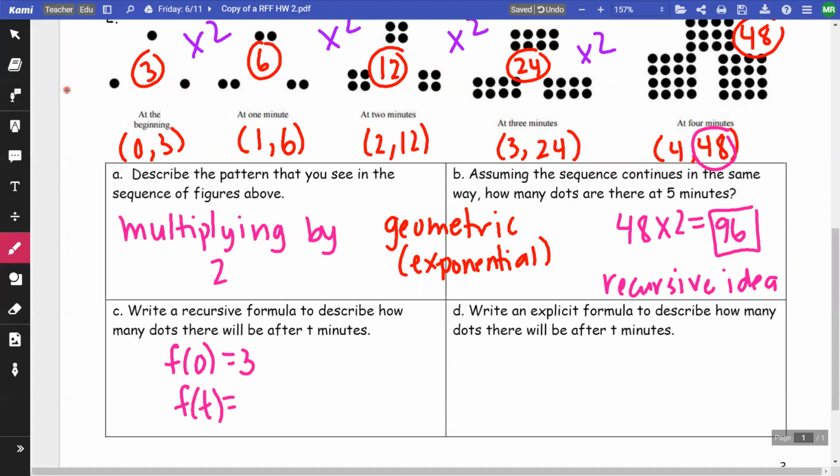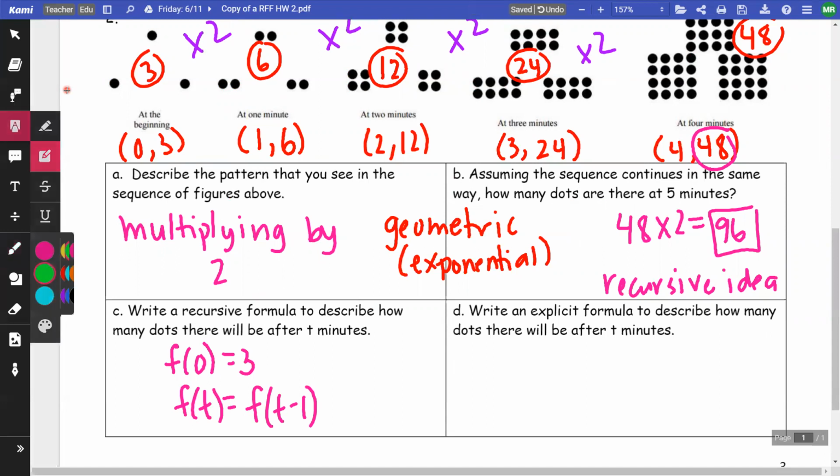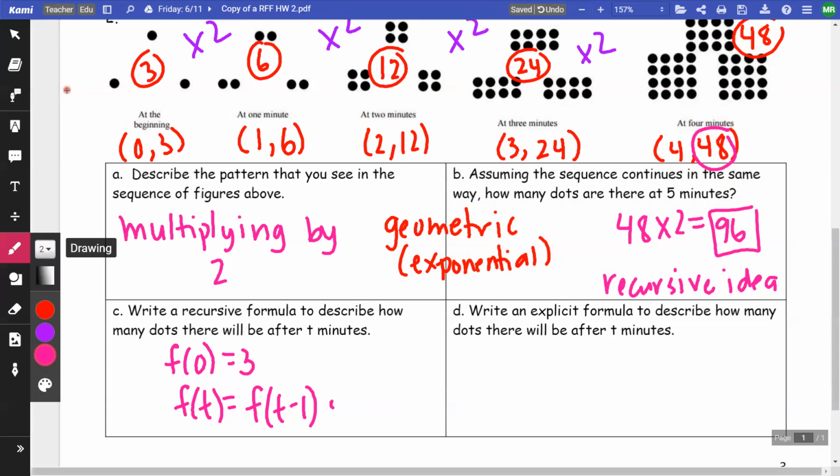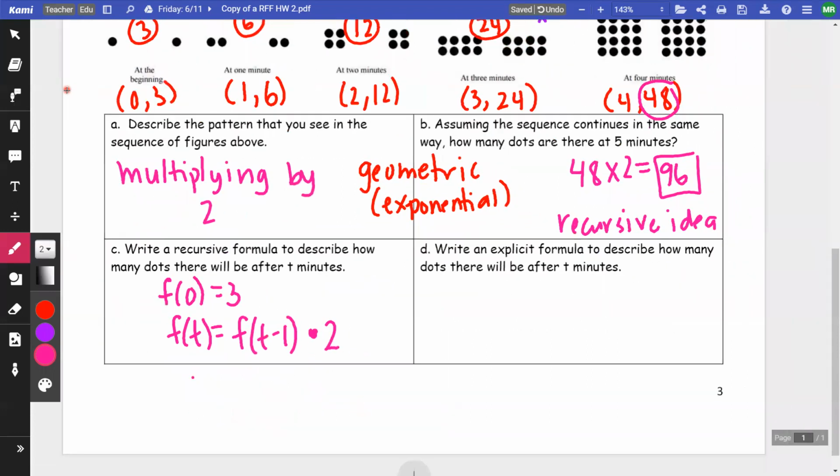If I want f of t, because they tell me t, I'm going to take the term before t, which is t minus 1, just like on letter B over here. To find 5 minutes, I used 4 minutes, okay? And then what am I doing? I am timesing by 2. Now, they could also write it like this. They could also do f of t is equal to 2 times f of t minus 1. That's also the same.